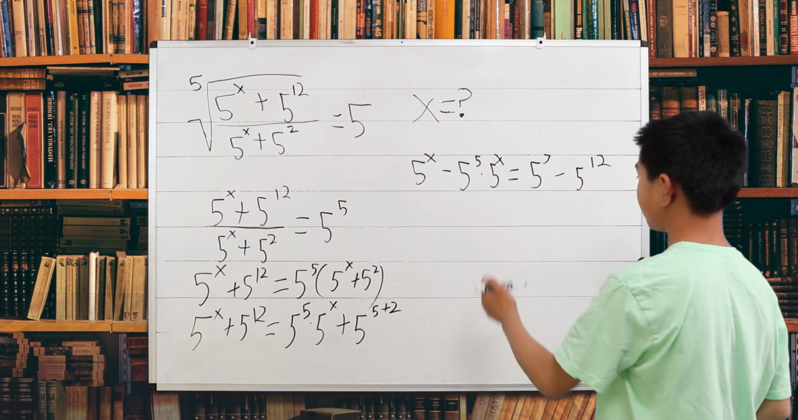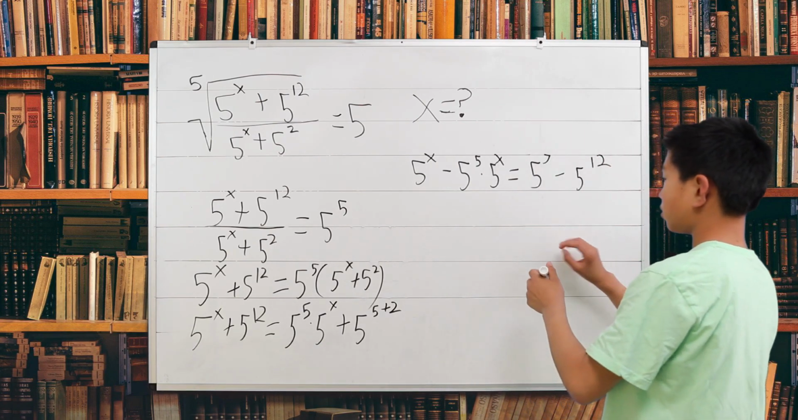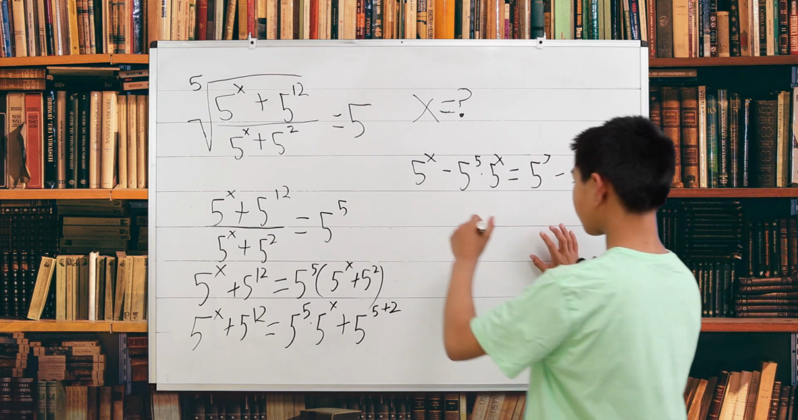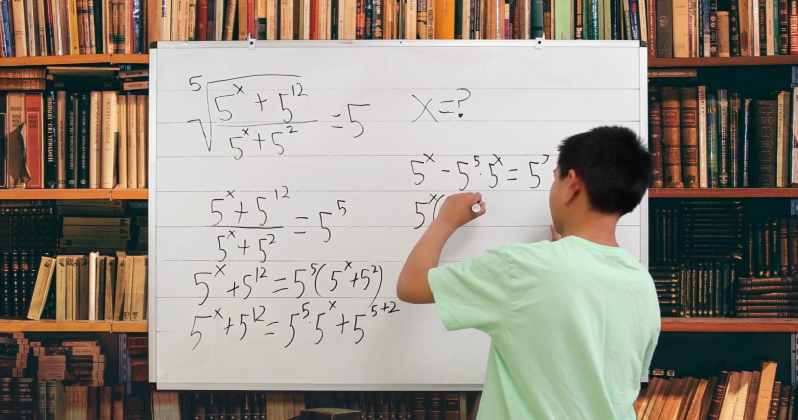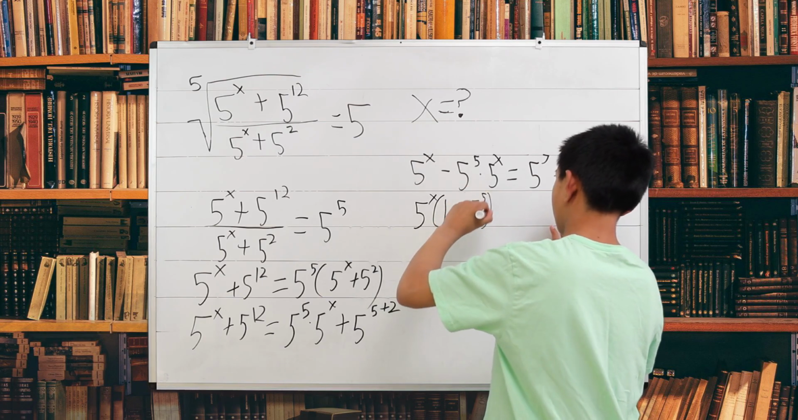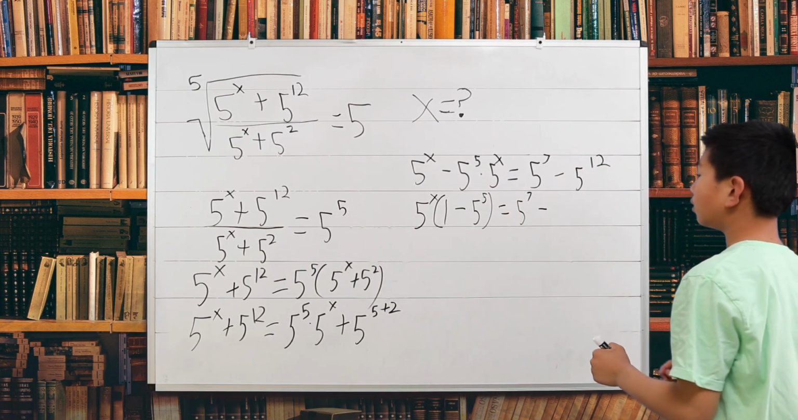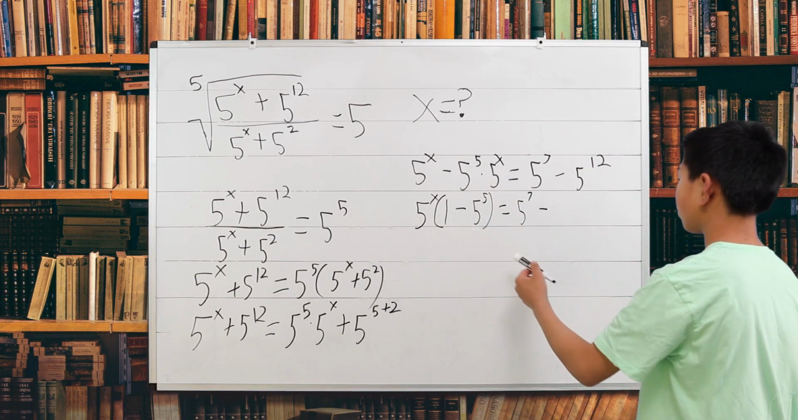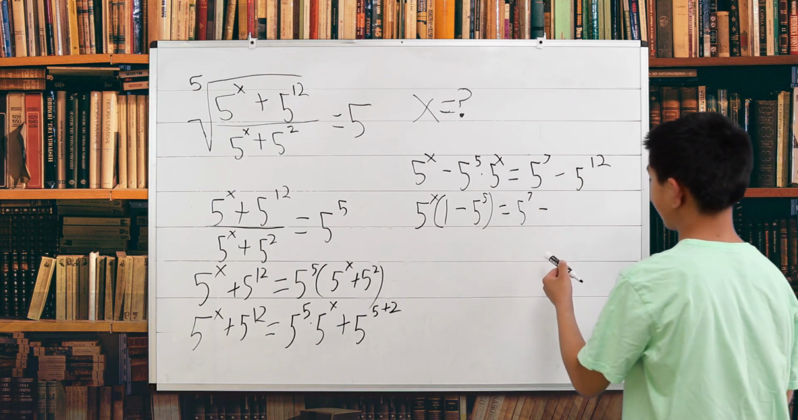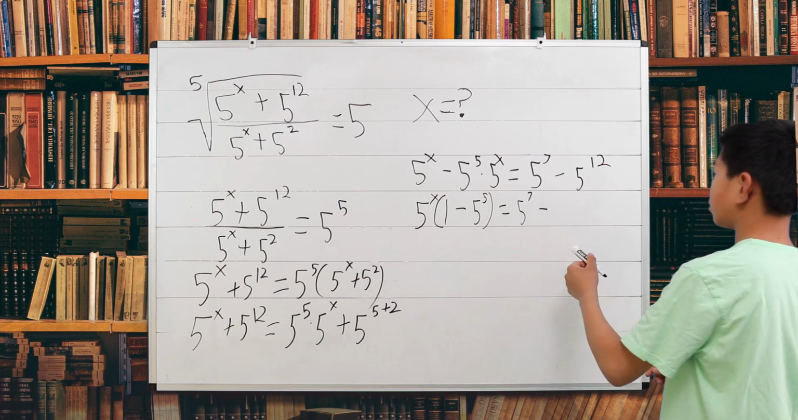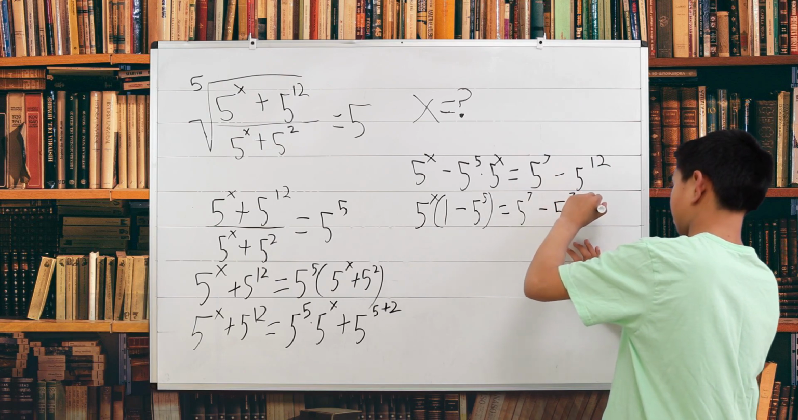Now, the obvious thing to do here is factor out the 5 to the power of x on the left-hand side. So that's exactly what we do. 5 to the power of x times (1 minus 5 to the power of 5) is equal to 5 to the power of 7 minus, well, we have to do the same strategy here. We have to take out a factor, a power. And in this case, it's 5 to the power of 7. So we see that this is really just 5 to the power of 7 times 5 to the power of 5.